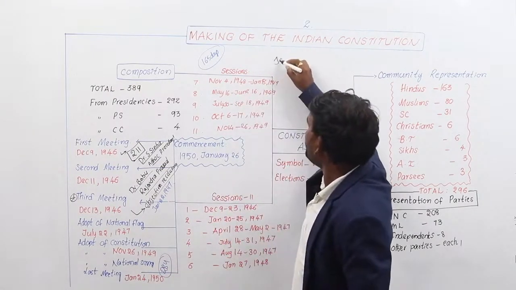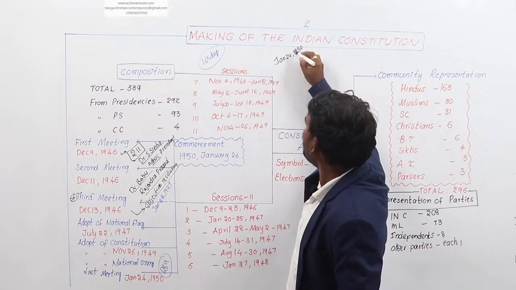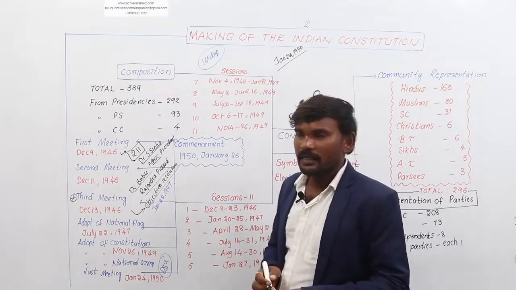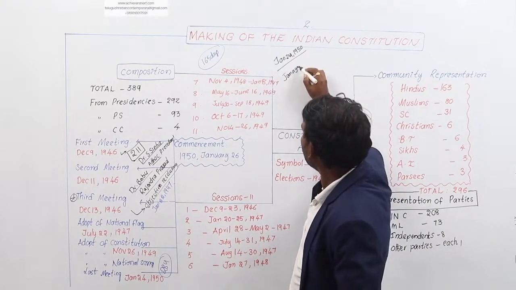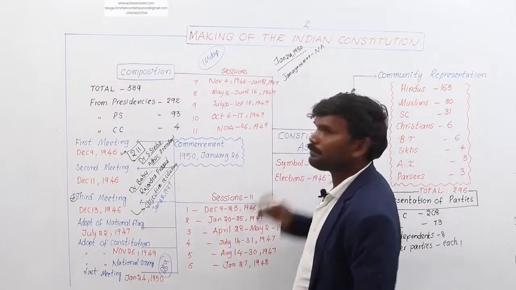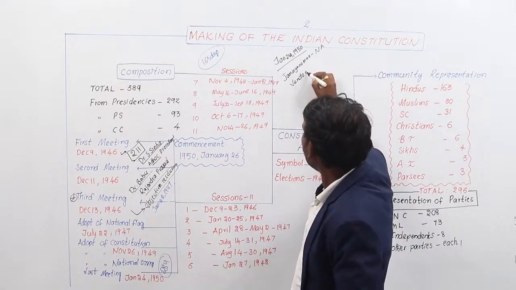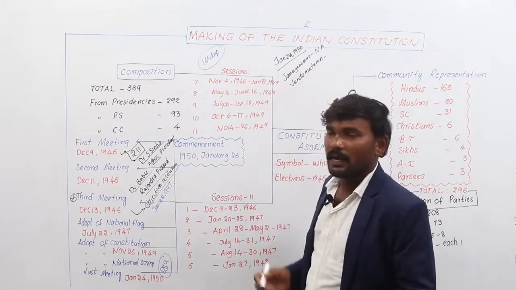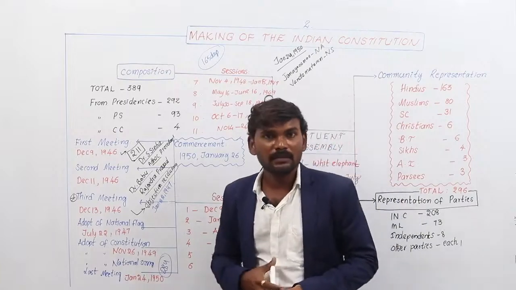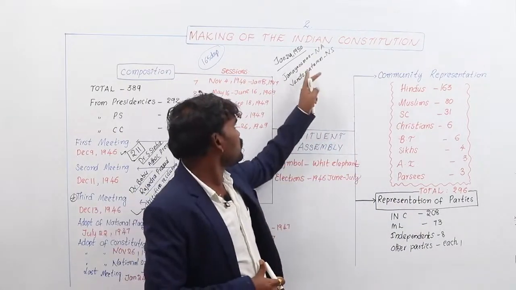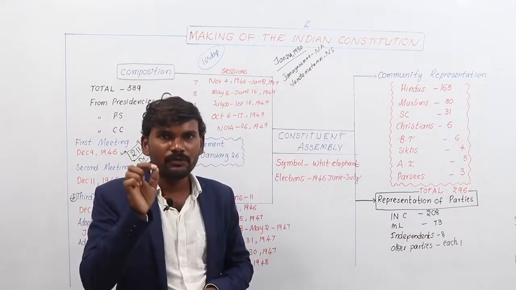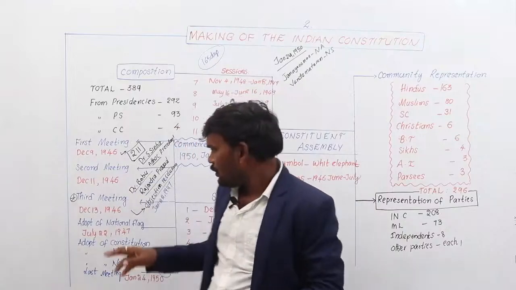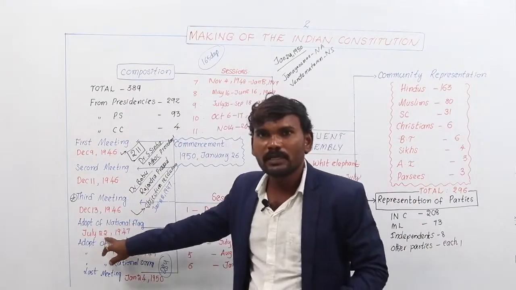On January 24, 1950, the Constituent Assembly adopted Jana Gana Mana as our national anthem. Vande Mataram was adopted by the Constituent Assembly as our national song. National anthem is Janaganamana, national song is Vande Mataram. These two were adopted by the Constituent Assembly on January 24th, 1950. Important date. The national flag was adopted by the Constituent Assembly on July 22nd, 1947.